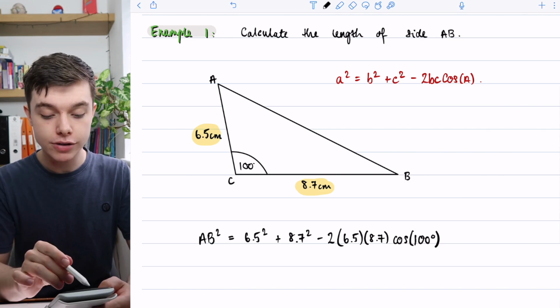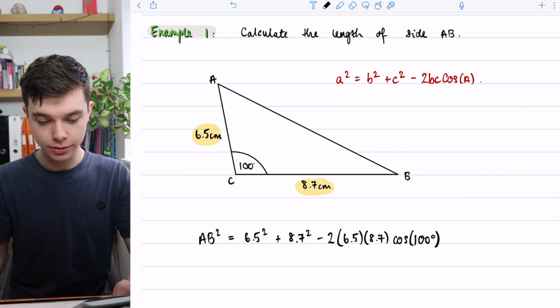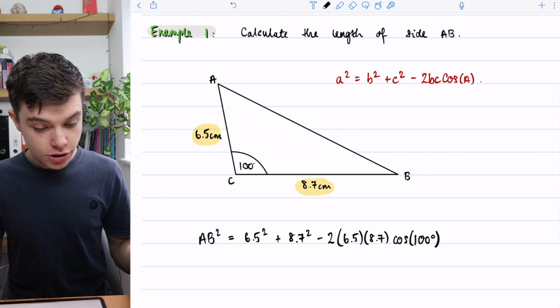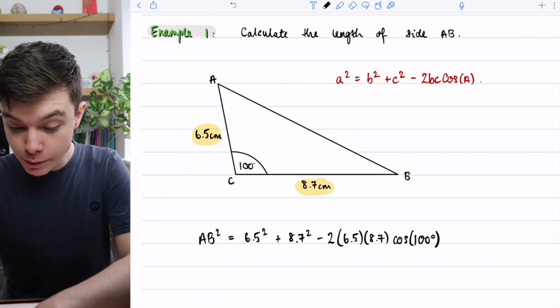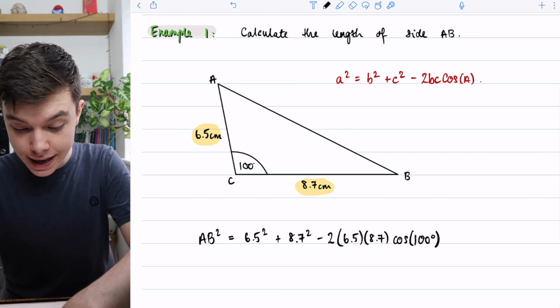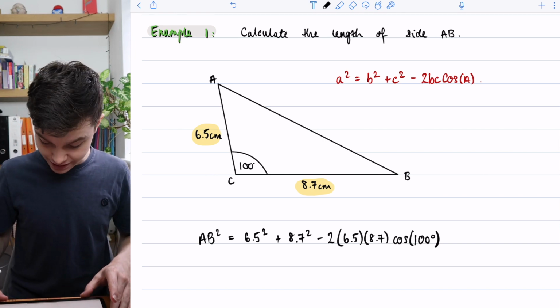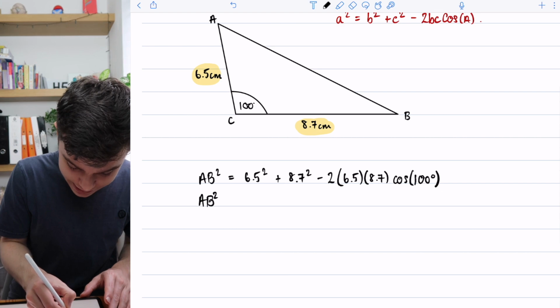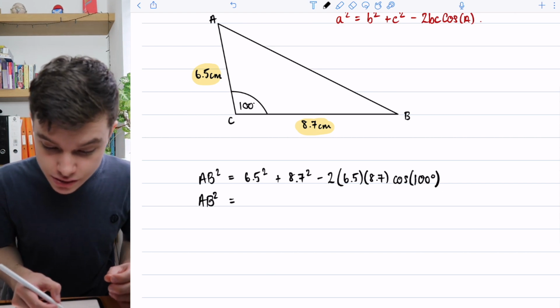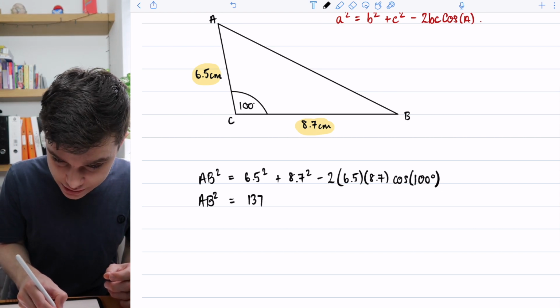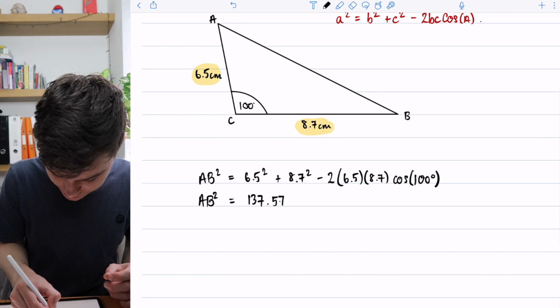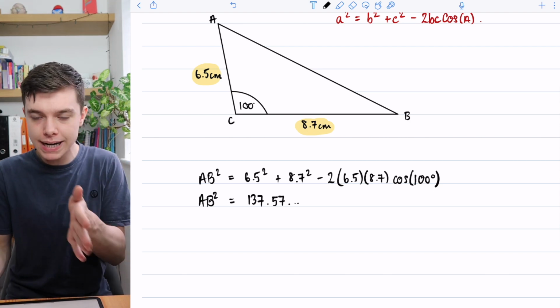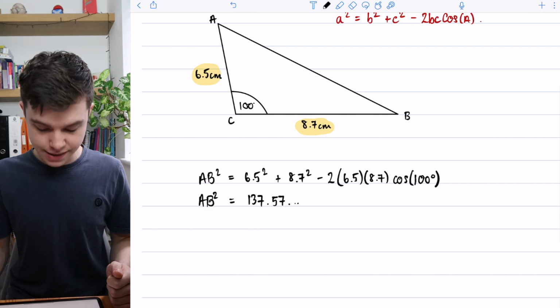So make sure it's got a D letter at the top, okay? Then if you substitute that into your calculator, I'm going to look for the answer here. It's going to give you this, okay? You're going to get AB squared is equal to, and let me just have a look, 137.57, and that carries on. We don't need too much of the answer there.